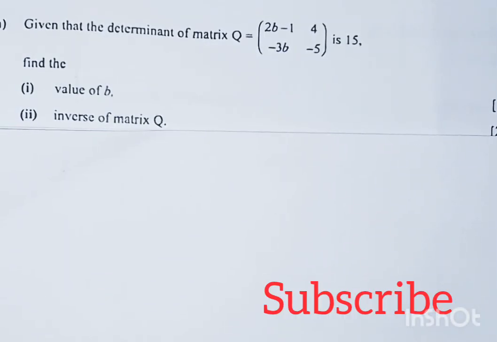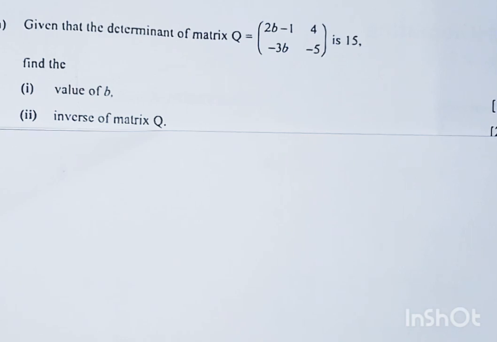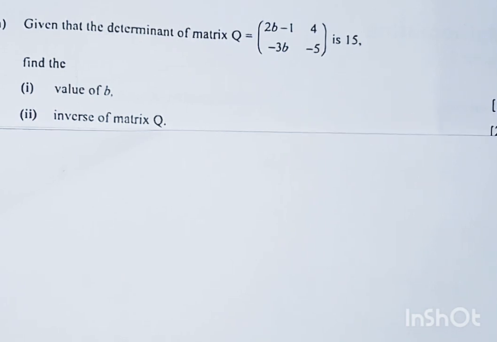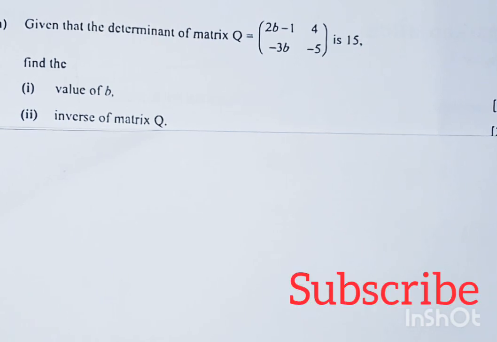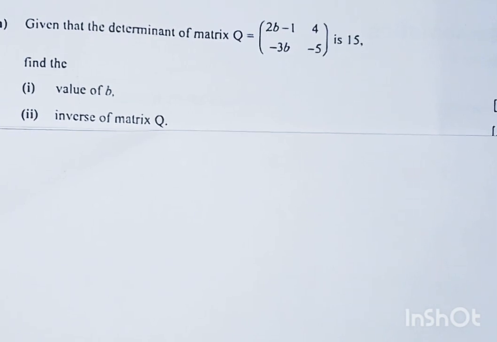Okay, so we have a question here under matrices. The question reads: given that the determinant of matrix Q, with the elements 2b minus 1 and negative 3b, and negative 5 and 4, is 15, find the value of b. How do we find the value of b?